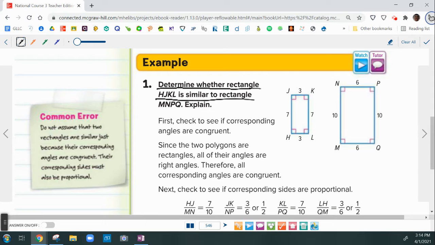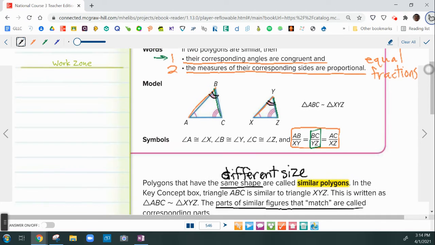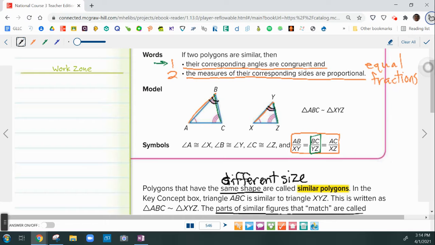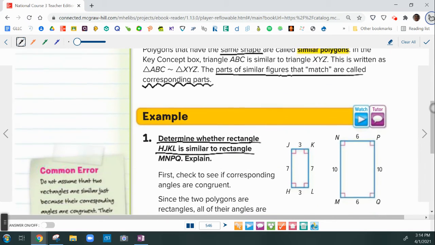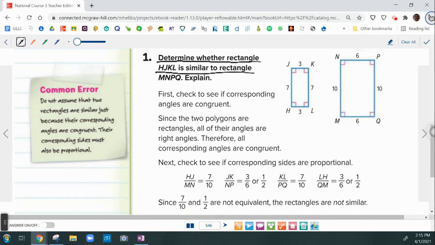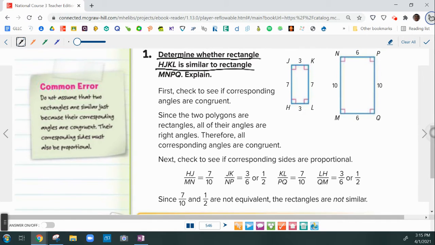So we know our 2 rules. To be similar, all the corresponding angles have to be congruent, and the corresponding sides have to be proportional. So let's run 2 tests to see if those 2 things are true about these 2 shapes. All right. You can see this is an example. They've already done the work for you. It says first check to see if corresponding angles are congruent. Since the 2 polygons are rectangles, they're all going to be right angles. So the corresponding angles are congruent.